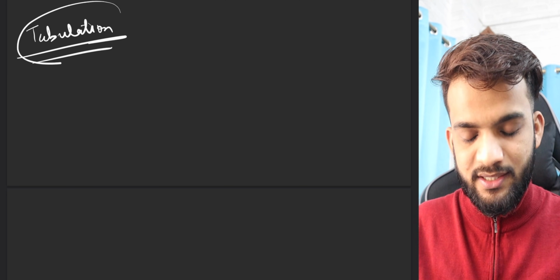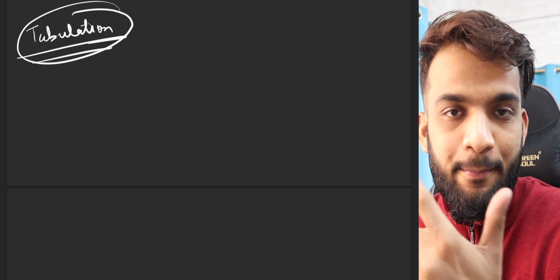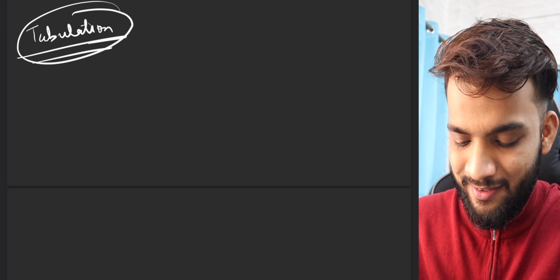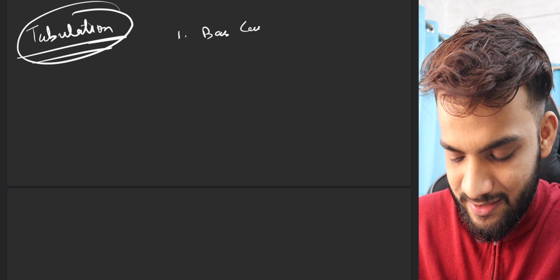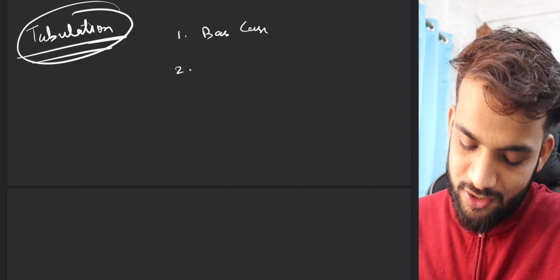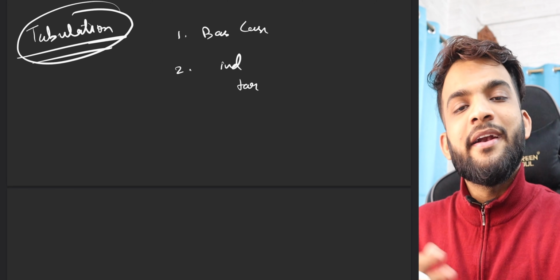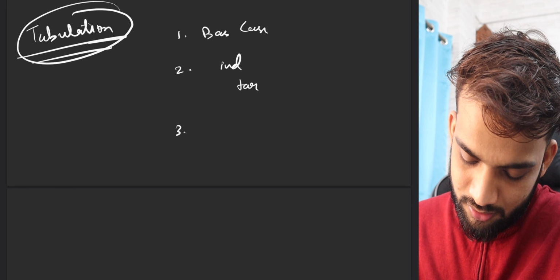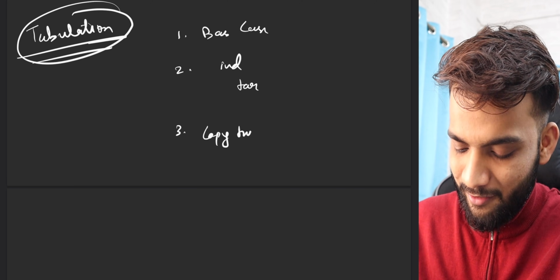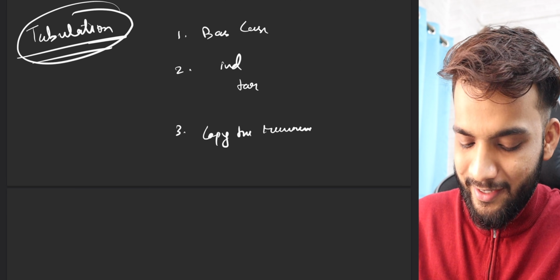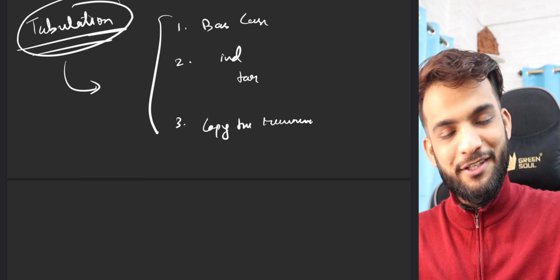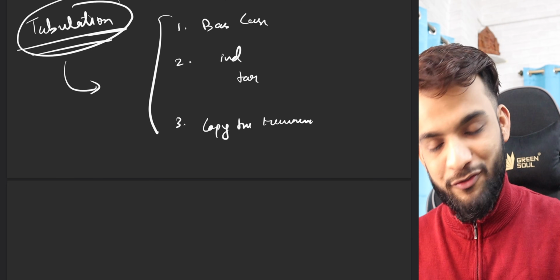Tabulation is the way to go. So what are the steps to tabulate? I've already told you that. It's very simple. First, base case. Second, look at the parameters that are changing. First parameter index, next parameter target, and write it in the opposite fashion. Third, copy the recurrence. You can convert any memorization into tabulation. It's a matter of seconds.